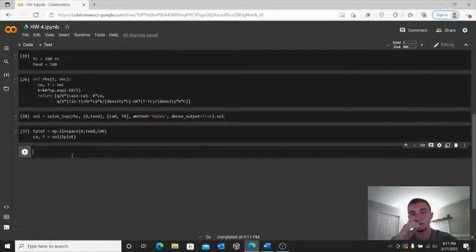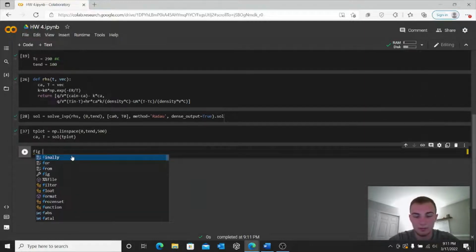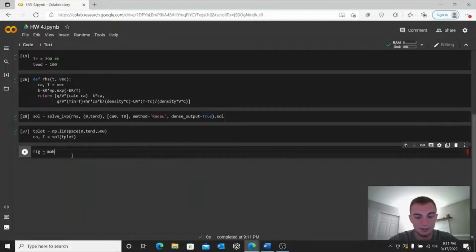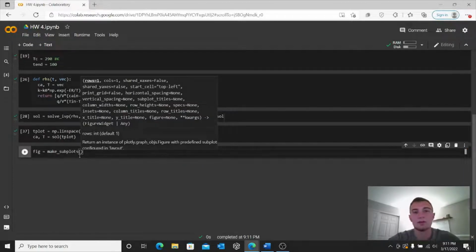Now what we can do is fig equal make subplots. So fig make subplots. What we'll do here is make plots with two columns and just one row so that they align side by side. It's just sort of a visual trick so we can get both of our plots, one for the concentration of A changing and one for the temperature of our contents changing.